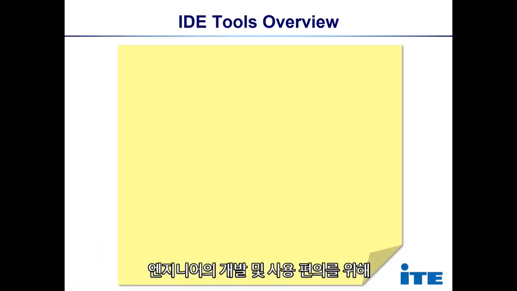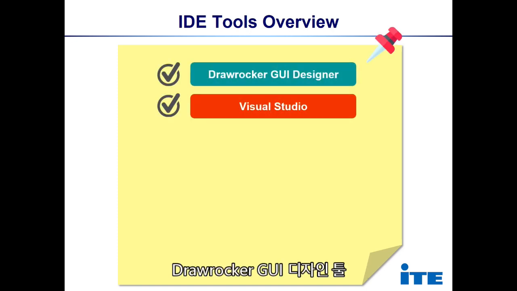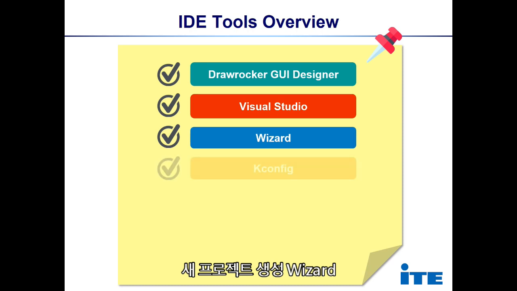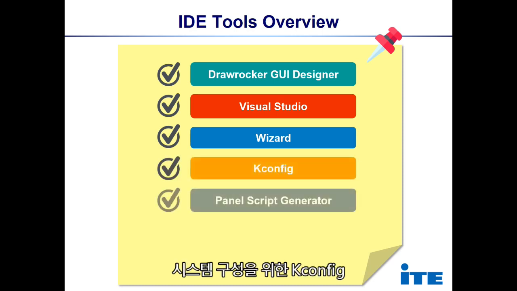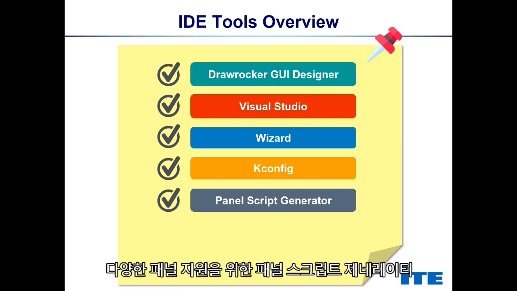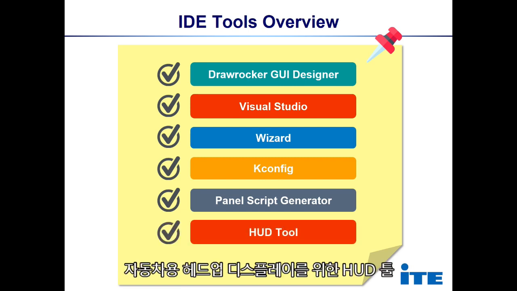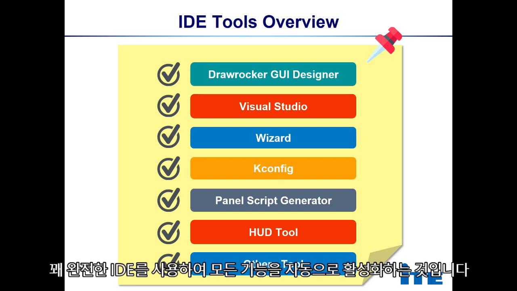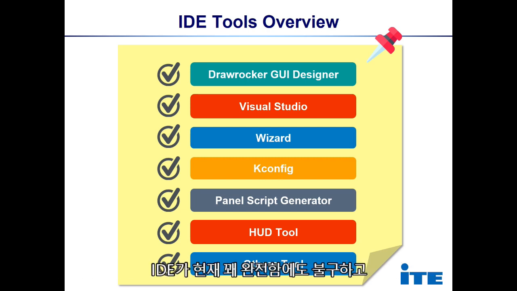For the convenience of engineers to develop and use, we also prepare a lot of development tools for you, such as DrawRocker GUI design tool, Integrated Visual Studio for programming and simulation, Wizard for creating new projects, Kconfig for system configuration, Panel script generator for various panel modifications, HUD tool for head-up display in automotive market and other tools. Our goal is to let engineers enable all functions automatically by using our IDE. Even though our IDE is quite complete now, we will continue to improve it step by step.